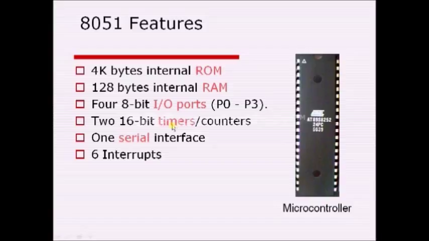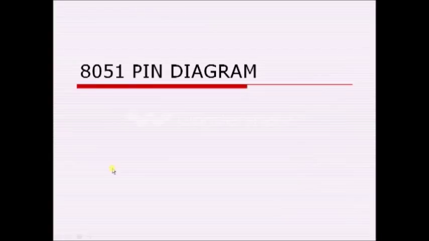So we have two 16-bit timers, and we'll discuss these timers and counters in the later sessions. And one serial interface which is mainly used for communication between the processor and serial devices like mouse, keyboard, and then 6 interrupts. So there are totally 6 interrupt sources. Okay, so in the later sessions we are going to discuss these timers, serial communication as well as the interrupts. Okay, now let us see the pin diagram.